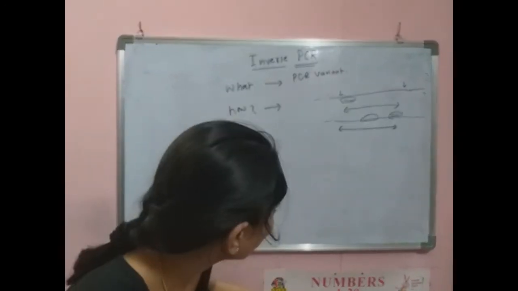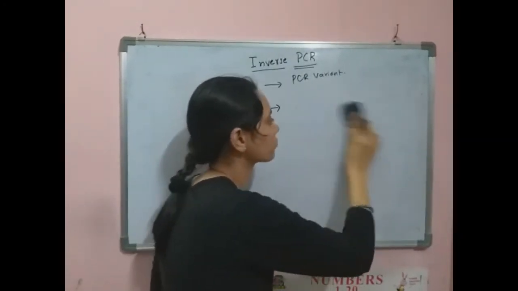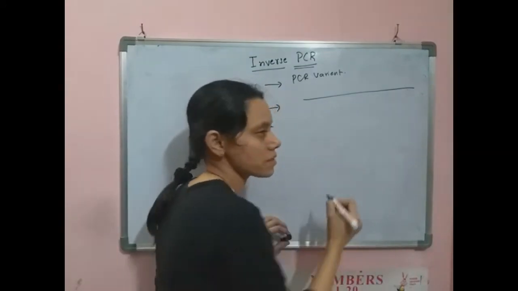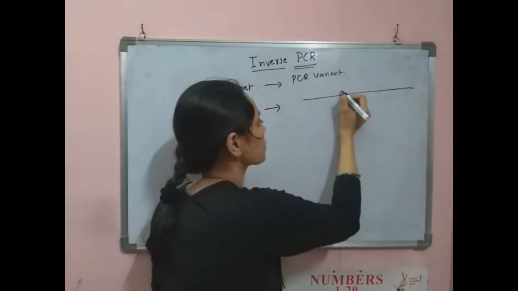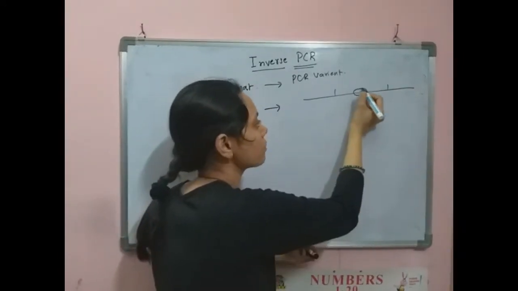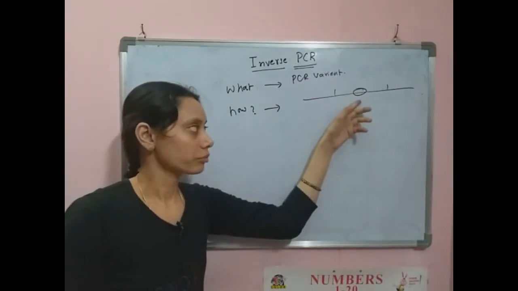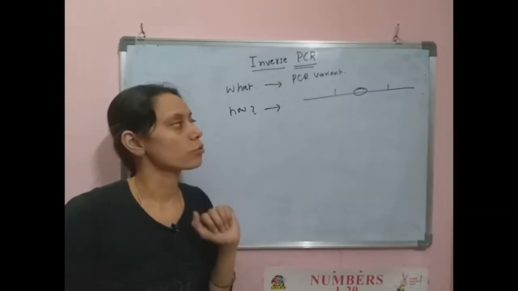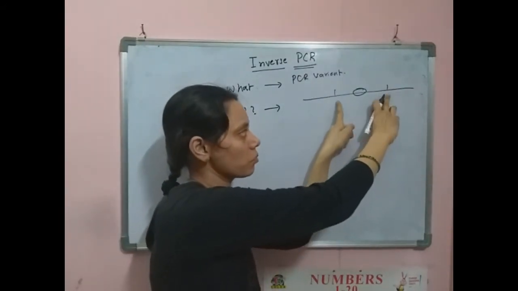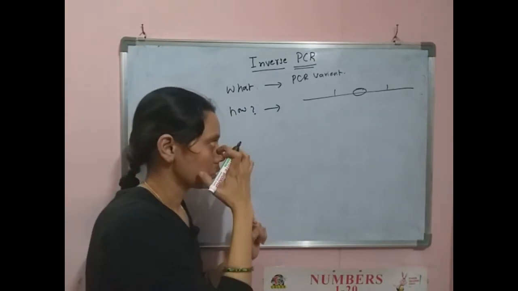So coming to that point, as we discussed, let us consider this as a template, and this is the target portion of the DNA, and this is the portion of the DNA which is known or familiar for its sequence. But we need this portion to be amplified. This is the target portion of the DNA, this is the known portion of the DNA. So what do we need to do?